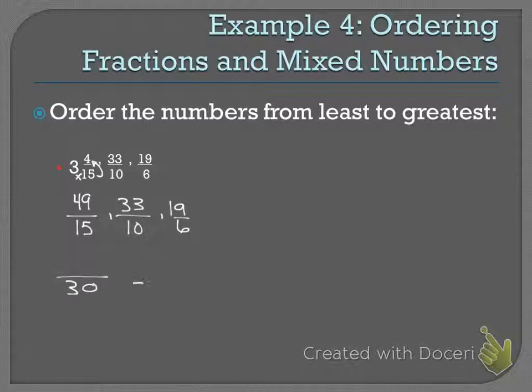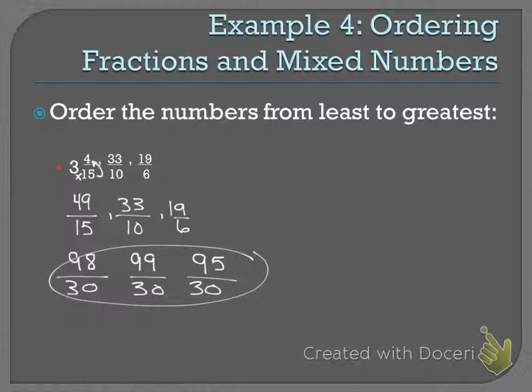Now I want you to find the new fractions. Okay, so what's your first fraction going to be completed? 98 over 30. Okay, very good. What's my second fraction? 99 over 30. Okay, what's my third fraction? 95 over 30. Okay, so now that I'm comparing the same size, now I can see clearly which one is the smallest. 95 over 30.